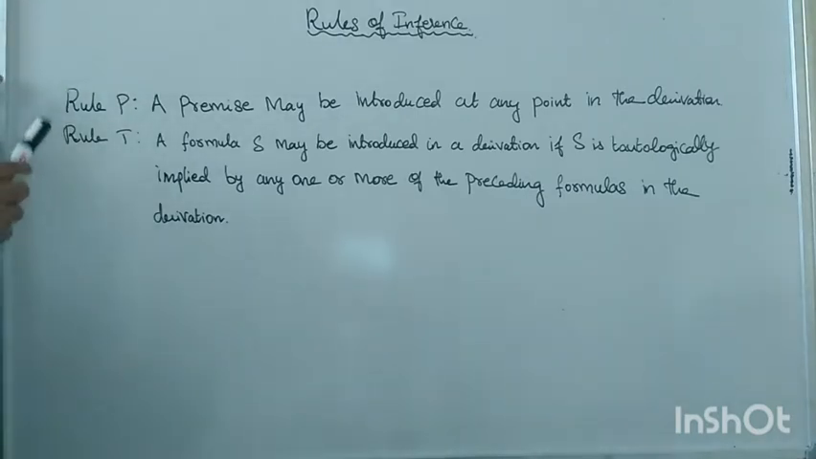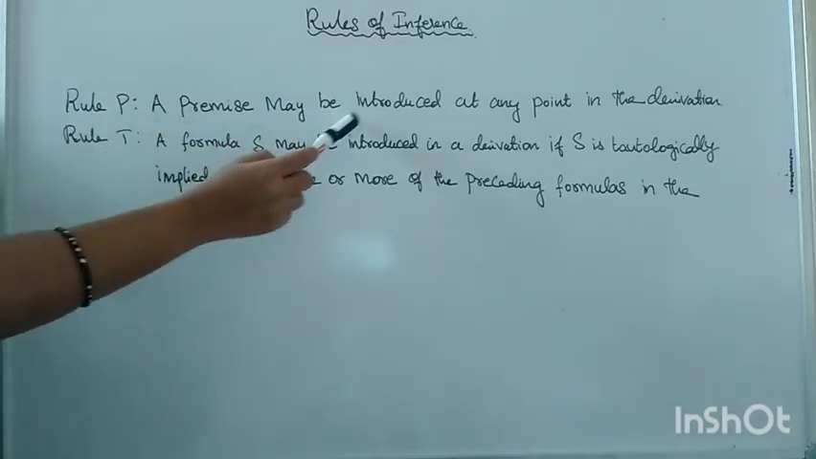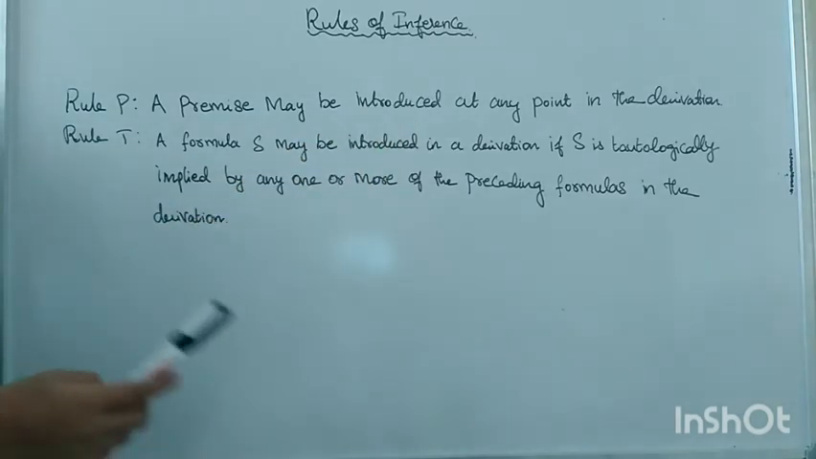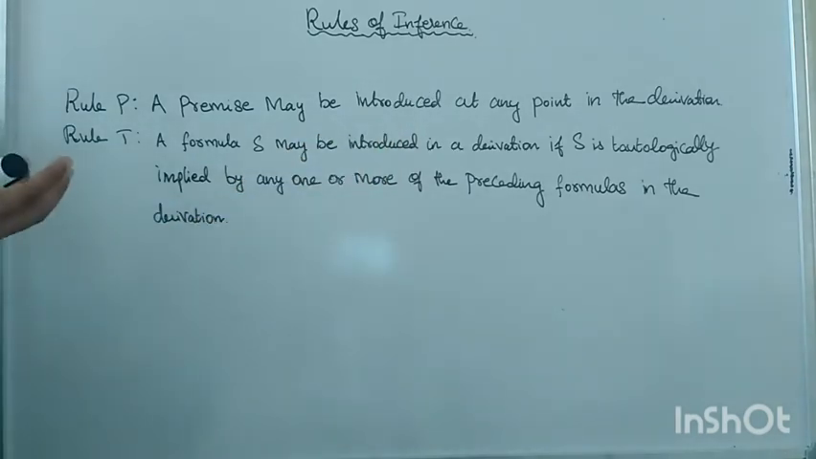We have two rules. One is the rule P and the next one is the rule T. Rule P: a premise may be introduced at any point in the derivation. So we can introduce a premise during the derivation at any point.